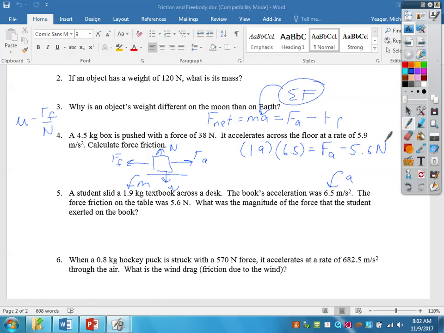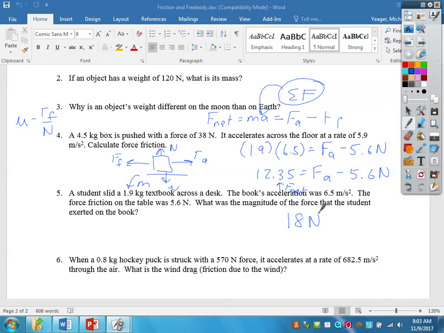So this would be 1.9 times 6.5. I'm going to erase this. 12.35 equals FA minus 5.6. This right here is my net force. I already did m times a. And then all I do is add 5.6. So my answer here is basically 18 newtons, depending on how you round things off. 17.95 is what I have. That's just the way it goes.